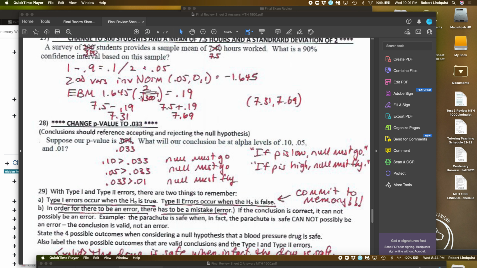Number 28, change the p-value to 0.033. How does it relate to 0.10, 0.05, and 0.01? Well, 0.10 is greater than 0.033. So if p is low, the null must go. Next one, 0.05 is also greater than 0.033. So the null must go. Lastly, 0.033 is greater than 0.01. So then the null must fly.